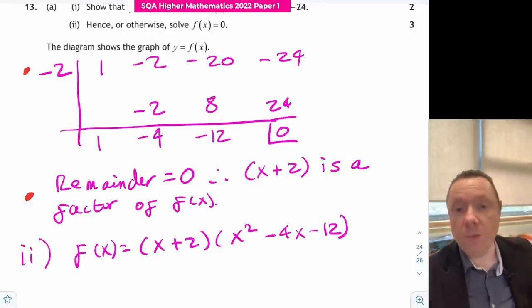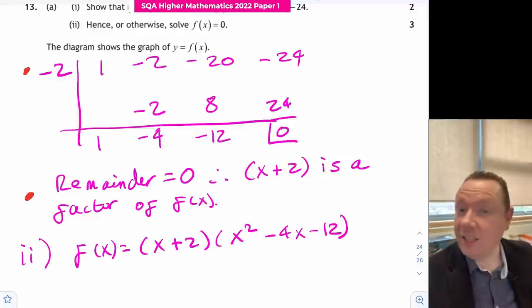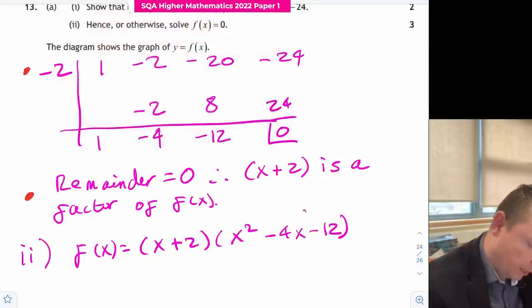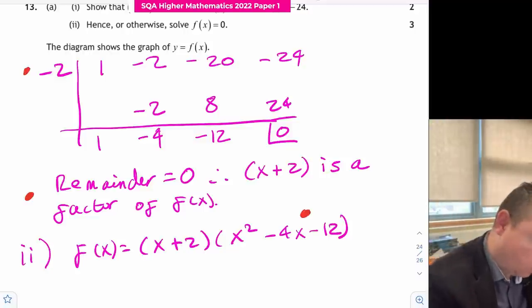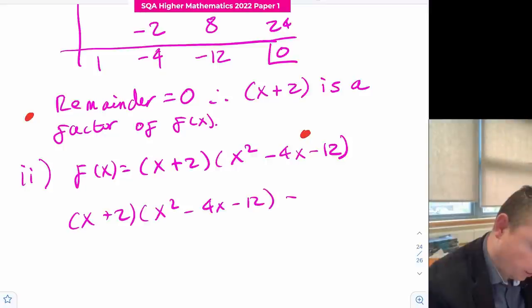And obviously, like I said in part 1, if you had just substituted minus 2 in, then you'd either have to do synthetic division at this stage, or alternatively, if you know how to do polynomial division, you can do it that way. But assuming we've done this, we've got the quadratic factor, so we get a mark for stating this point here. That's our third mark. Then we need to solve it, so we make it equal to 0. So we've got x plus 2 times x squared minus 4x minus 12 equals 0.